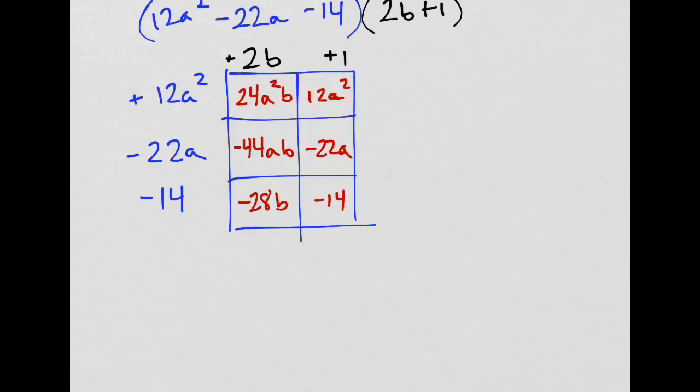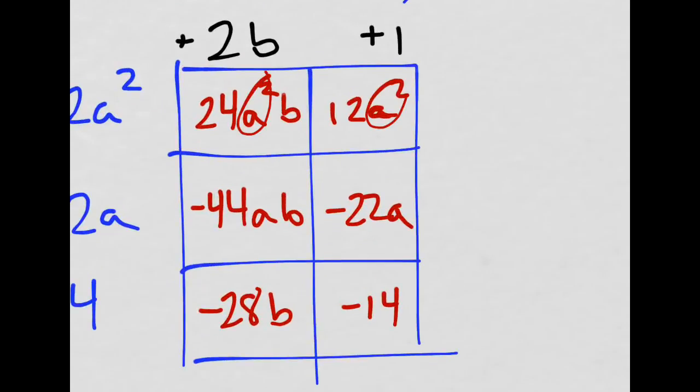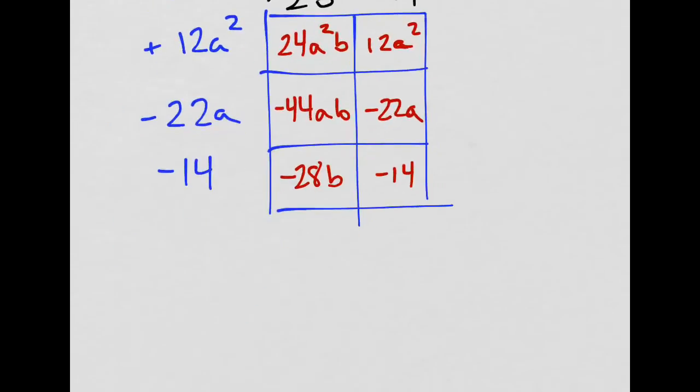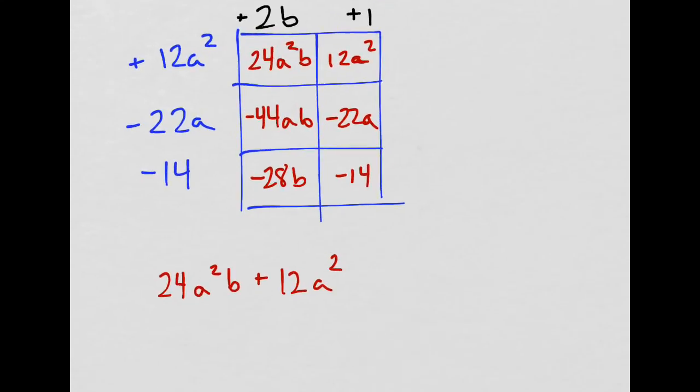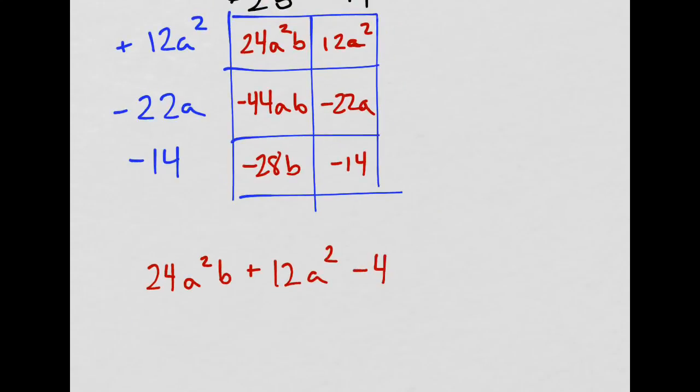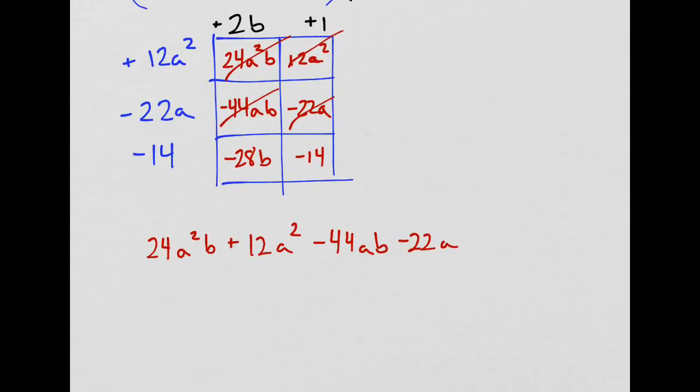Some people do it differently, so we'll just pick one way and do it that way. I'm going to write it in descending order for a's first. So I'll write down the a squareds first, so 24a squared b plus 12a squared. And if you wrote it in a different order, I wouldn't mark it wrong. So that's the a squareds. Now just for the a's, minus 44ab minus 22a. Cross it off as I go. And then I have no more a terms, so minus 28b, and then last is the number.